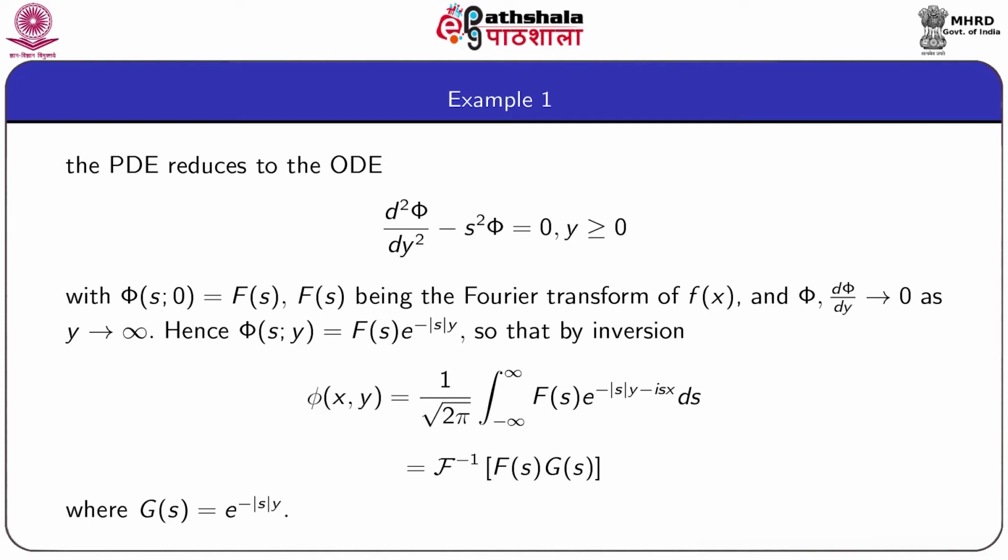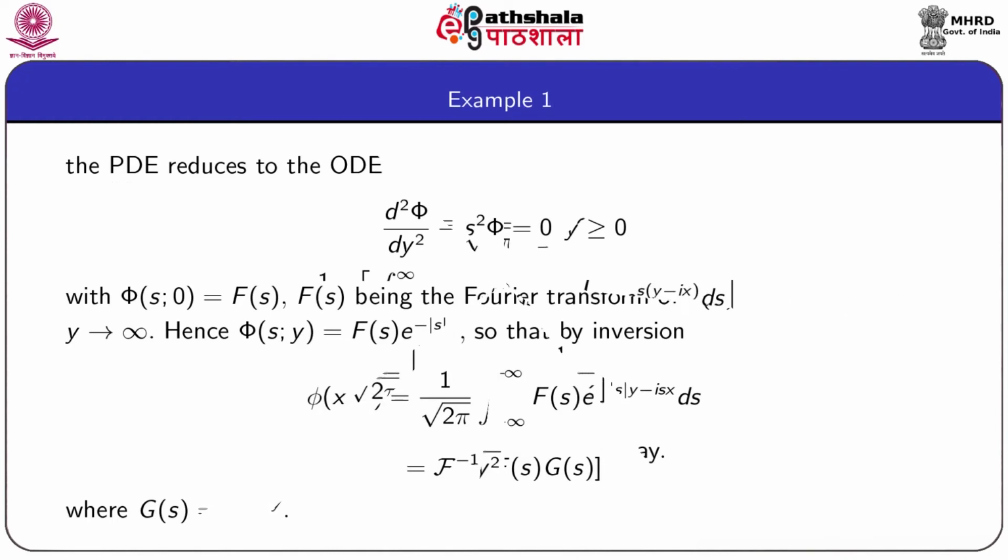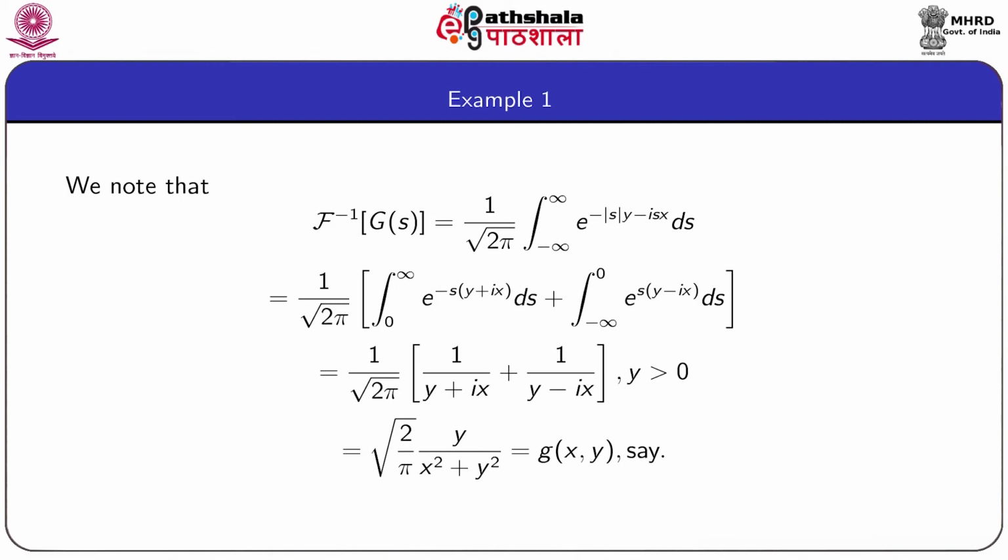Now we have to find the Fourier inversion to obtain the solution small φ(x,y) of the given Laplace equation. Before obtaining the Fourier inversion, we first obtain the inversion of capital G(s), which is the Fourier transform of e^{-|s|y}.